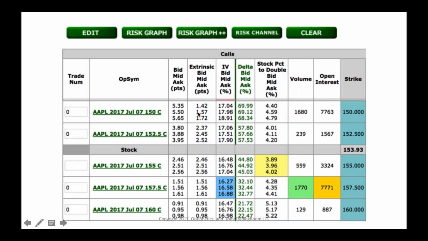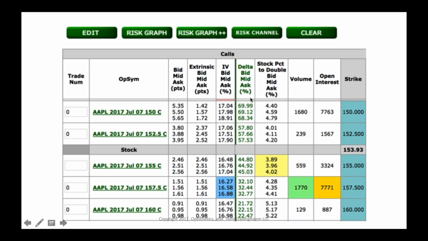The 150 calls only have $1.57 of time value because they have real value in them. We also have implied volatility, and that's also in the bid, the ask, and down the middle. So when I look across here, there's a blue box around the 157.5. That means in this series, this option has the lowest implied volatility of all of them in the series, but they're pretty close together.